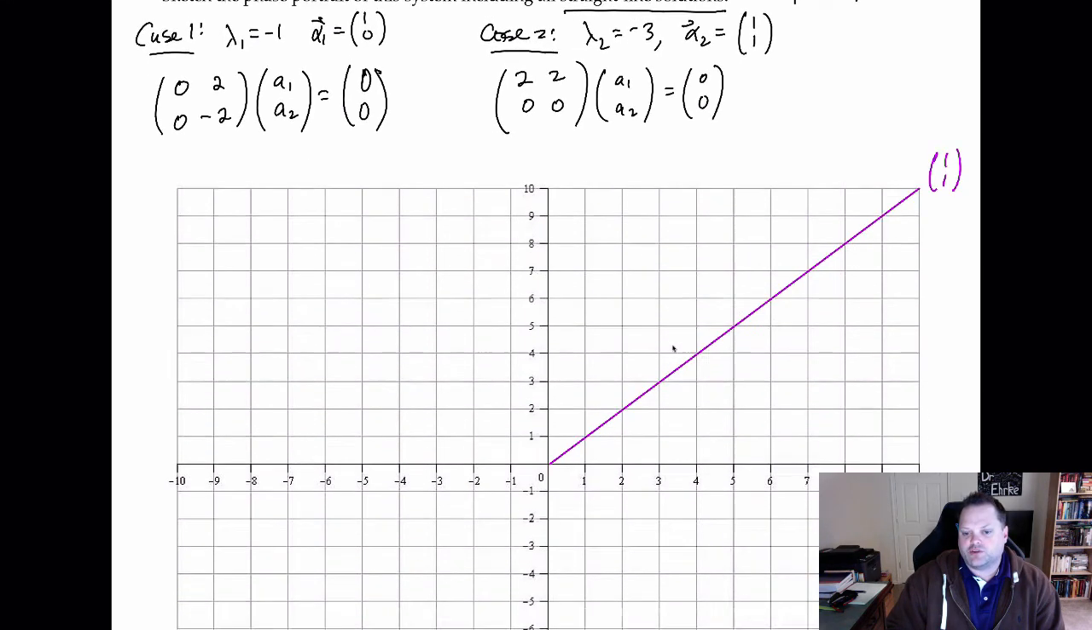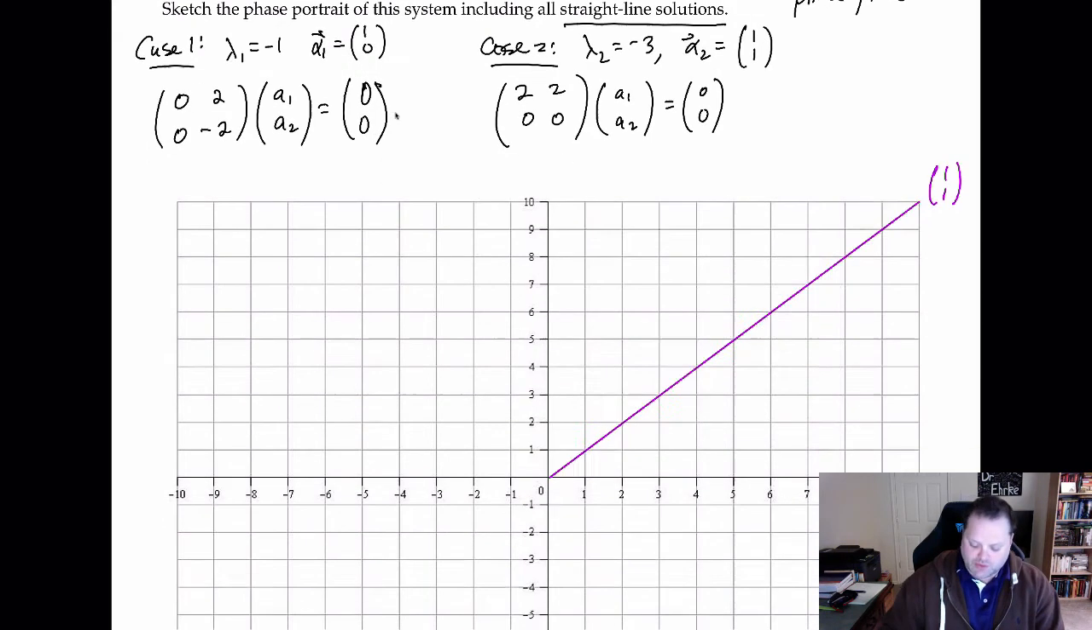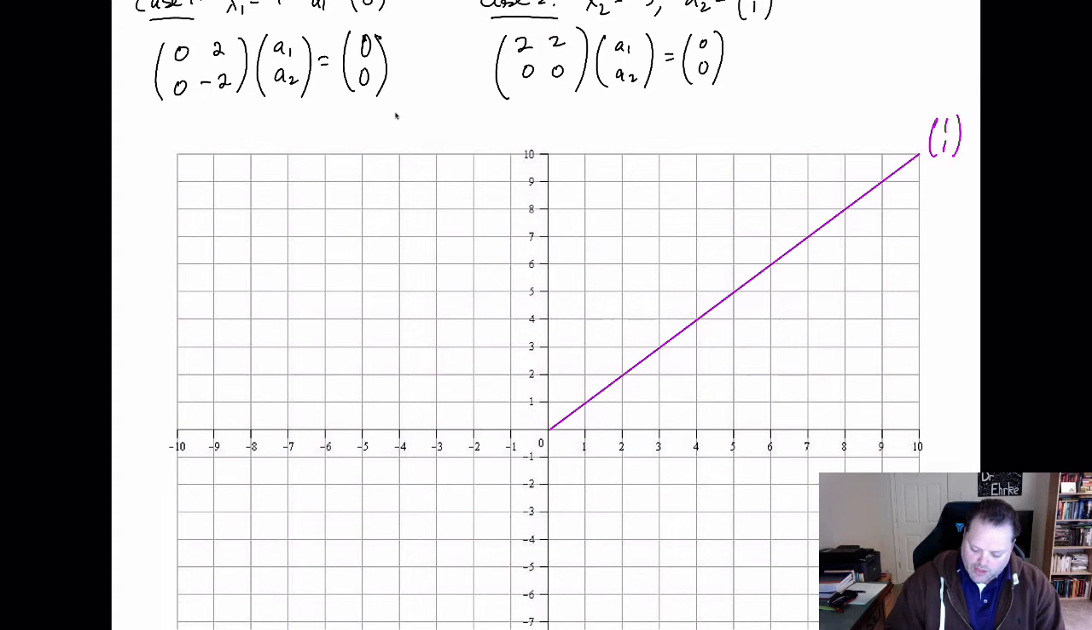Let me get all my vectors plotted. The vector here is 1, 0. So x is 1, y is 0. This is the direction. So this is the vector 1, 0.